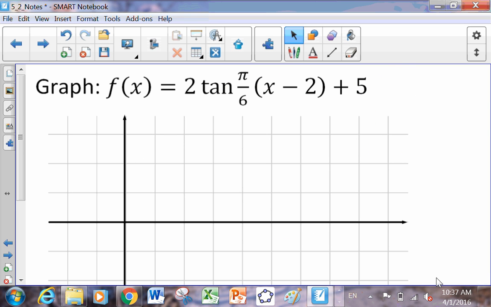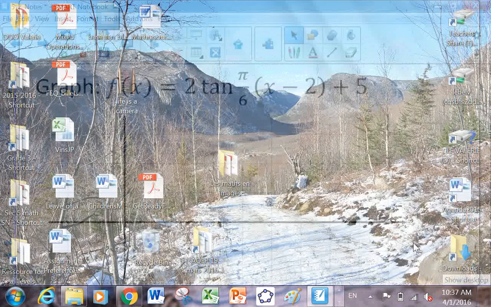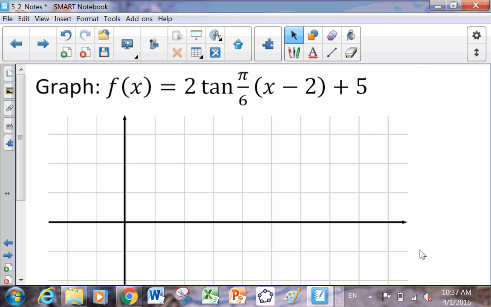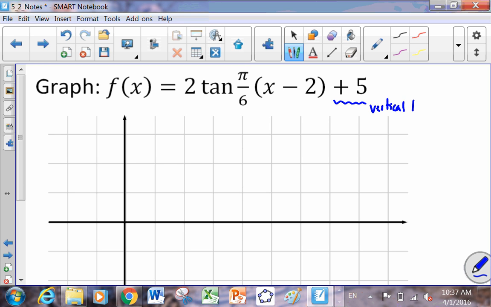Try to graph this one. So what do we know about this? Be careful, because there's no axis here, remember? So there's going to be a vertical translation of 5. Okay, so instead of starting on the axis, we're going to go up.